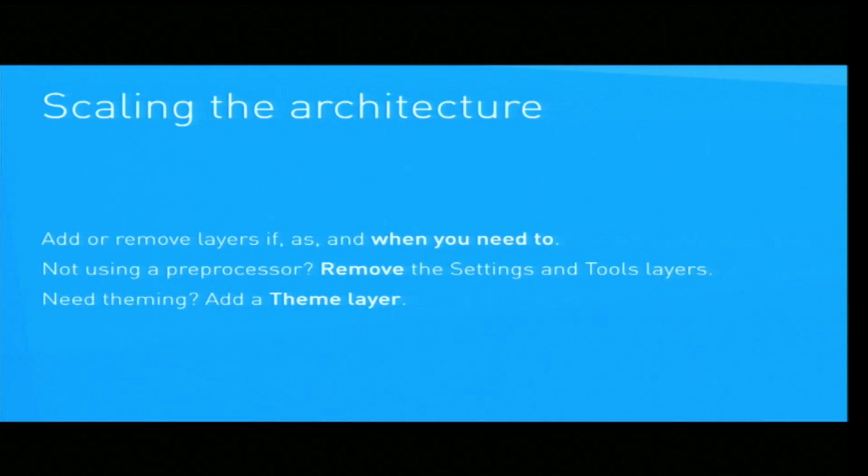Okay, so scaling the architecture itself, add and remove layers as and when you need to. If you don't use a preprocessor, you don't need the first 2 layers. If you need a theming layer, put one in. The theming layer probably comes after the components layer. It's slightly more explicit than a component because it's like a skin on top of it, but it's not quite an override. So sneak a layer in.